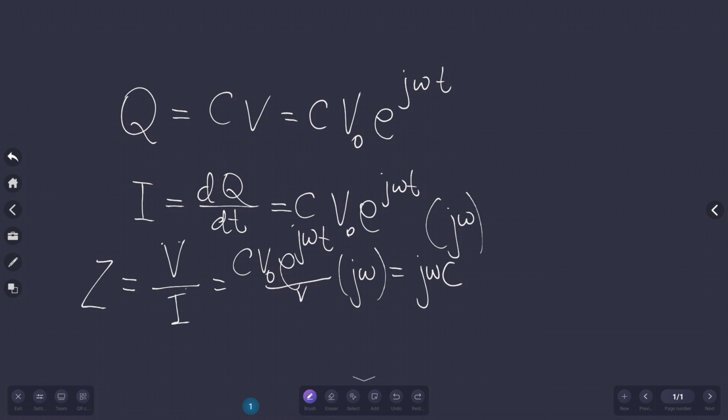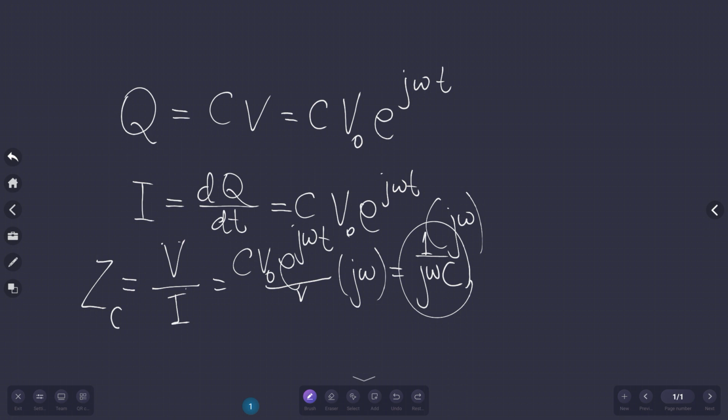So just the inverse of that will produce this, which is 1 over J omega C. Anyway, I hope you got that. I made a mistake initially. Instead of I over V, it would be V over I. So that's how the impedance contribution coming from a capacitor will be that quantity. Anyway, because we're going to measure the impedance.